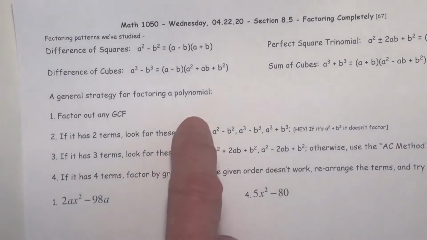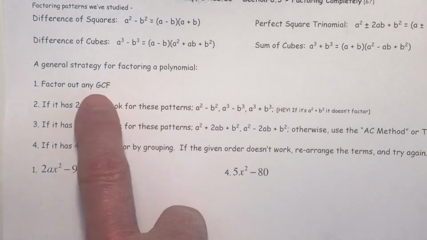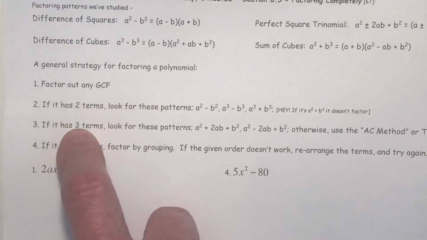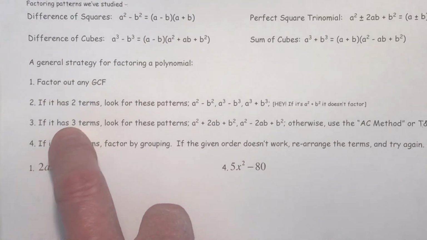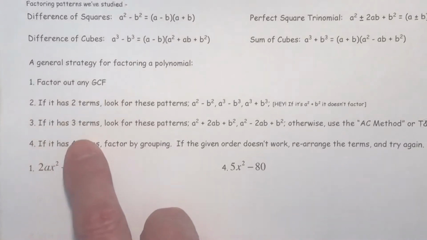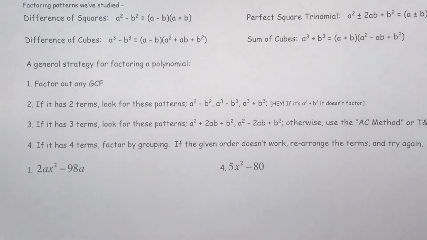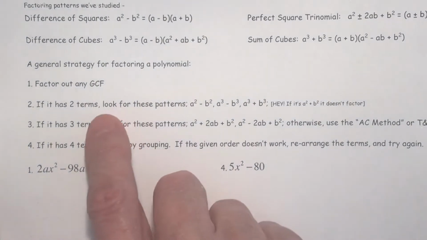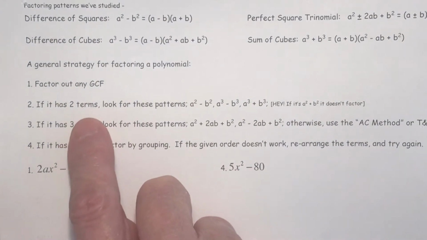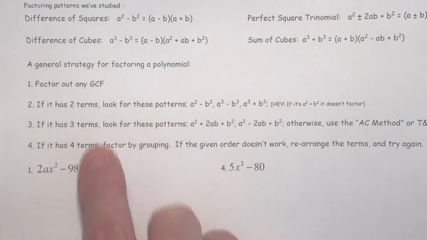This general strategy is common knowledge once you get to a certain point, and just common sense. First, you look for, is there a GCF? If there's a GCF, you factor it out. That leaves you with a simpler expression to continue with.